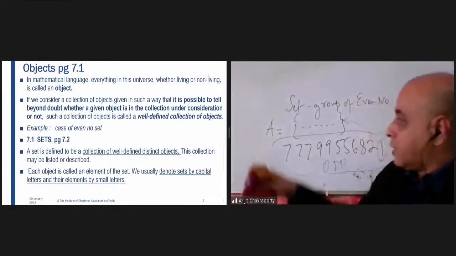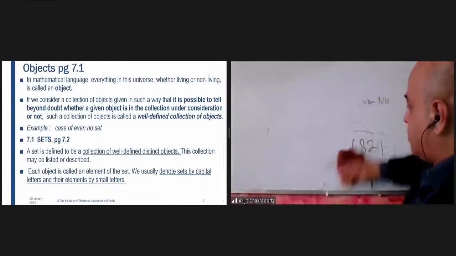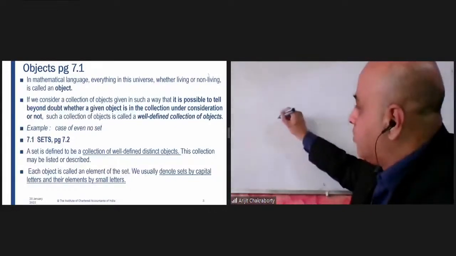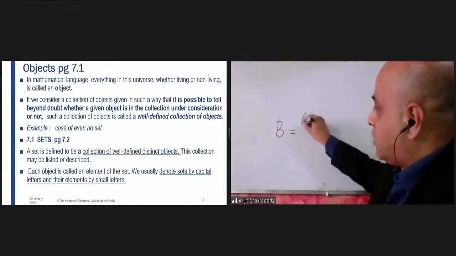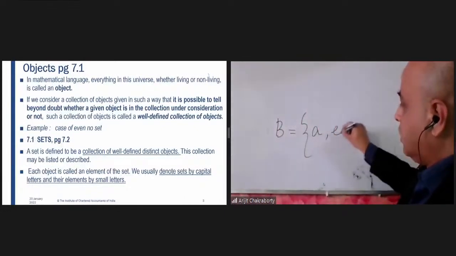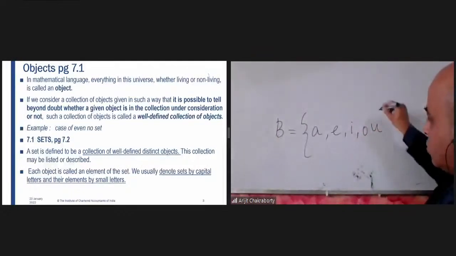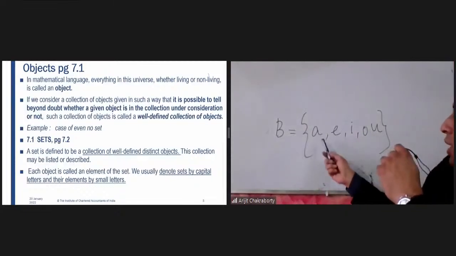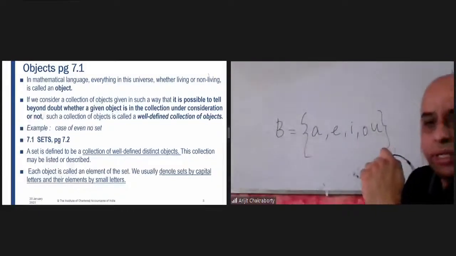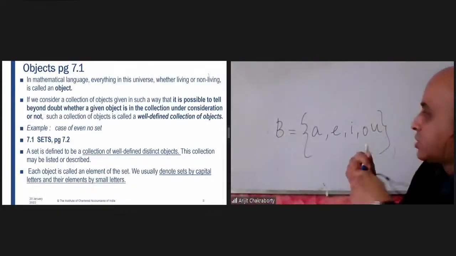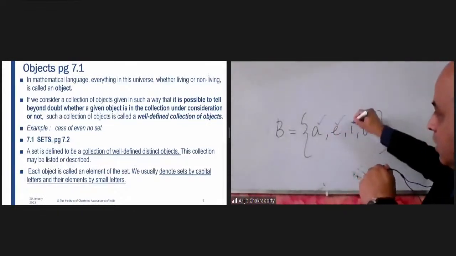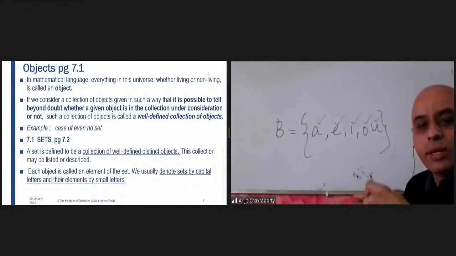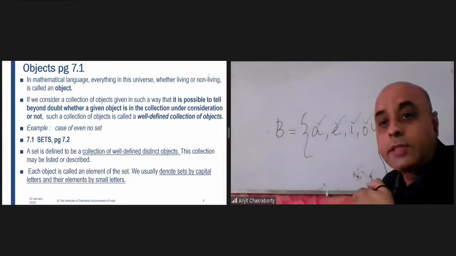Let me write a simple set and let us try to understand which are the elements. I'm writing a set B, and the set is A, E, I, O and U. Can we say that there are 5 members of set B, and each of these, A, E, I, O and U, are the individual members, and each of them is known as what? They are known as elements.